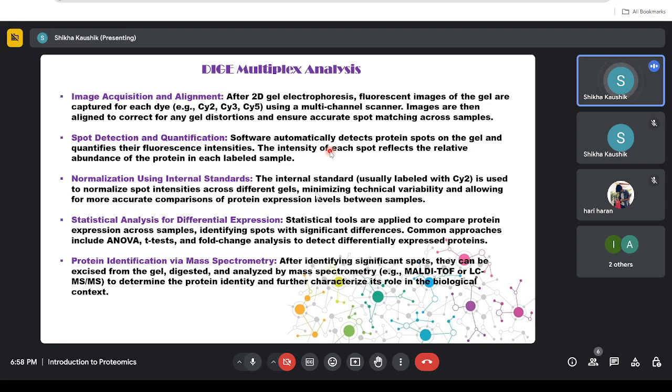Then you have protein identification via mass spectroscopy. So for example, I have already told you that if you are looking for biomarkers, and you have a normal versus cancer sample and you get to know that these are the proteins that are present only in your cancer sample, then you can excise that particular region of the gel, digest it, and analyze it in mass spectroscopy. You'll get the sequence and you can identify that these are the proteins that are only present in the cancer sample and are not present in the normal sample. So by that you can actually get better biomarkers for your study.